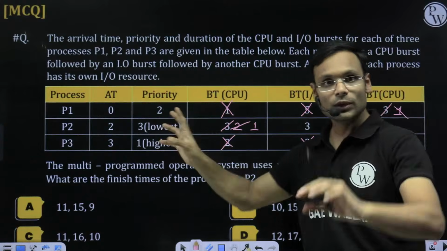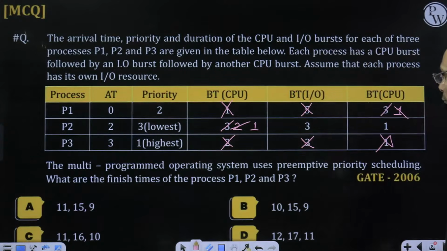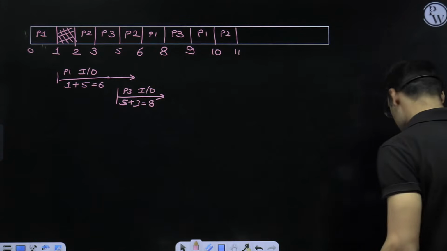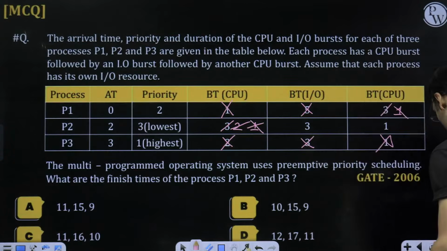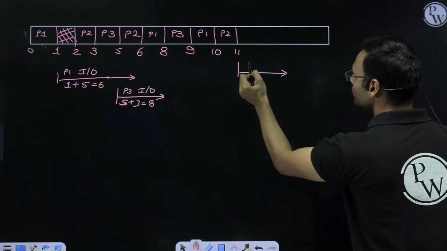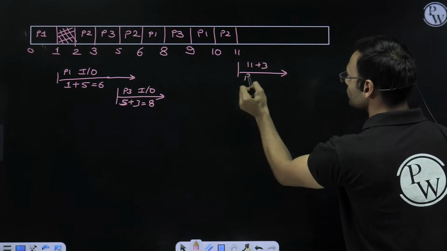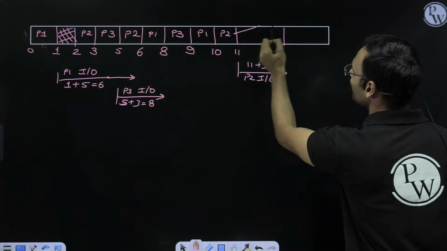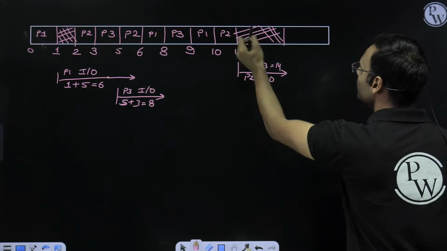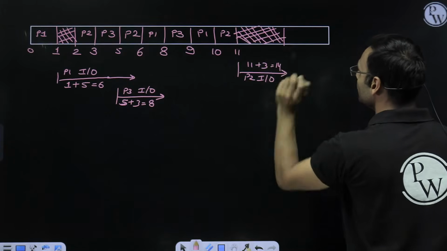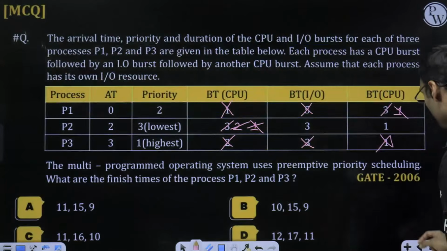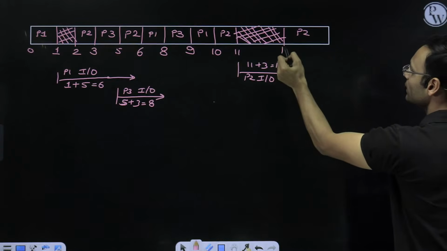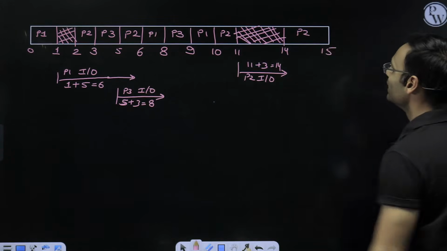Now P2, the lowest priority process, comes for execution. So P2 completes its first CPU burst at 11, then goes for IO, 11 plus 3, till 14. Till 14, I do not have any other process. So CPU will be idle. After that, P2 will again come for one duration of time till 15 to complete the execution.